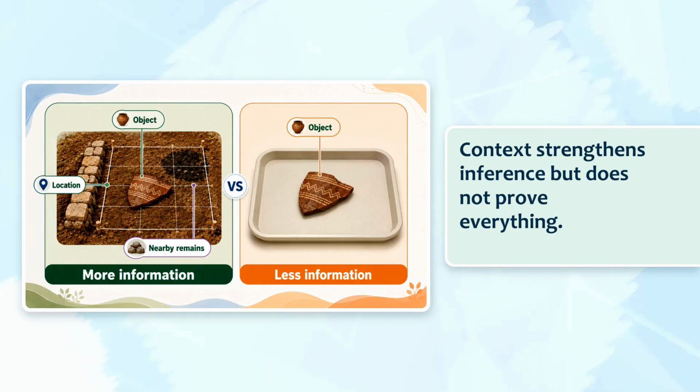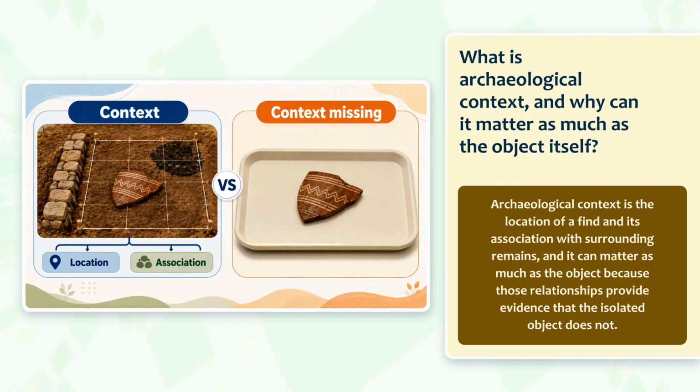The comparison also sets a limit on what evidence can prove. Context strengthens inference but does not prove everything. Archaeologists still compare clues carefully. Compare the left and right versions of the same pottery fragment. What is archaeological context, and why can it matter as much as the object itself? The extra clues around the left-hand find make the difference.